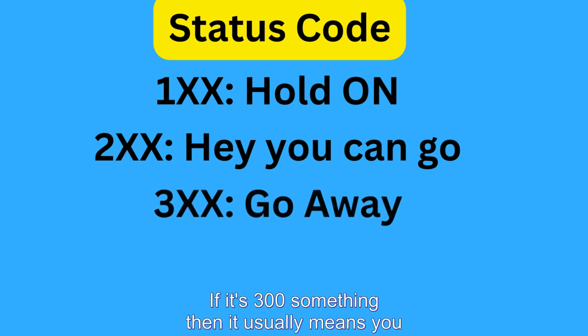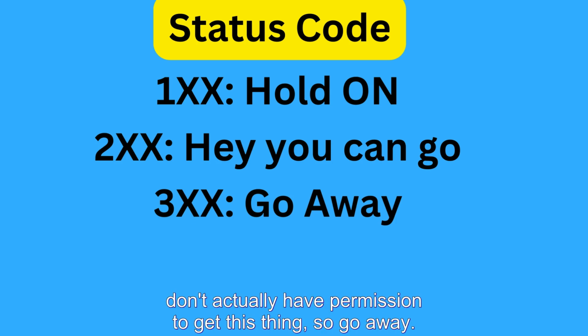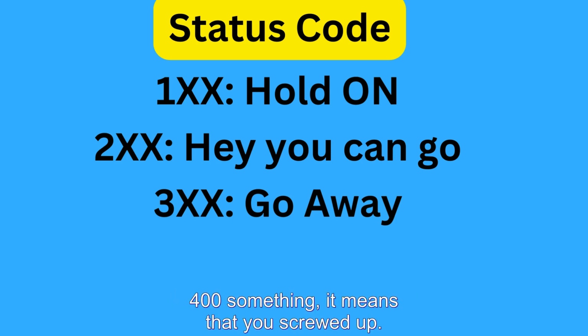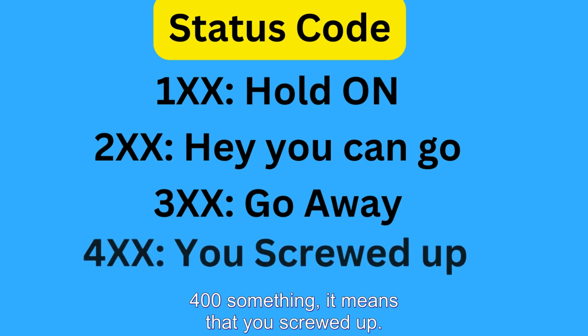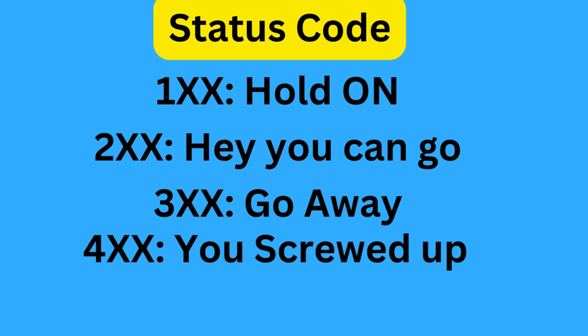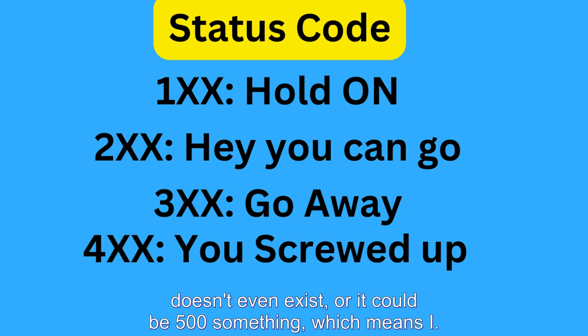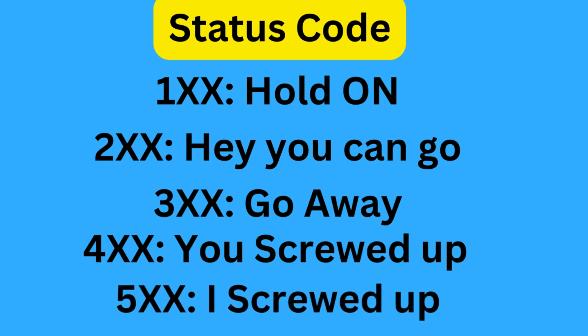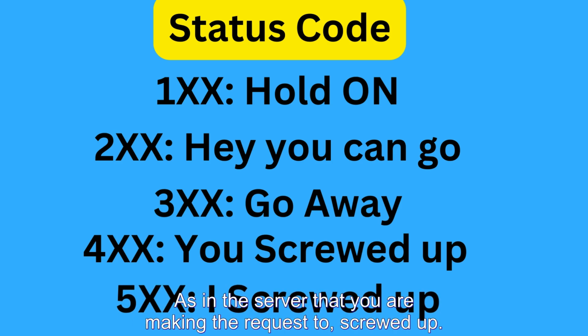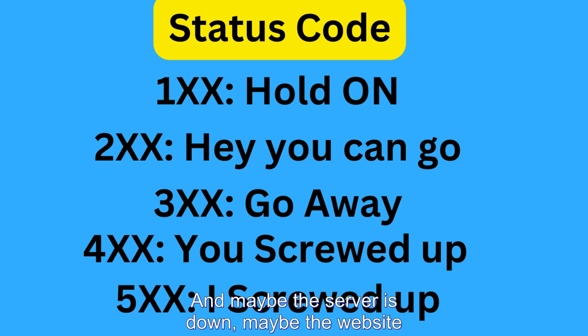If it's 300 something, then it usually means you don't actually have permission to get this thing, so go away. 400 something, it means that you screwed up. Either it could be a 404, which means that you screwed up and the thing you're looking for doesn't even exist, or it could be 500 something, which means the server that you are making the request to screwed up. And maybe the server is down, maybe the website is down, or maybe there's some other issue. So that's just a quick, at a glance, sort of way of remembering what's actually happening when you are getting these response codes.